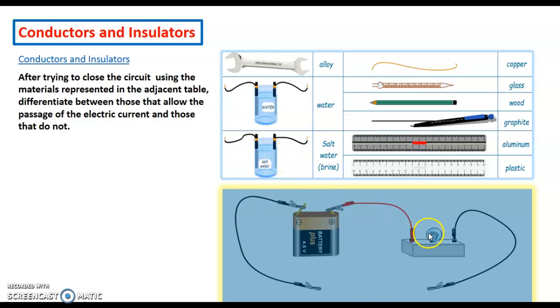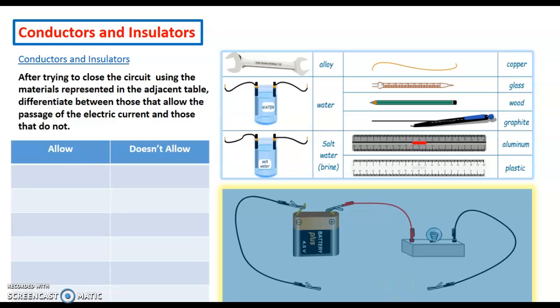If the lamp glows, this means that there's a current flowing through the circuit, and this means that the material inserted here allows the passage of the current. Otherwise, if we insert, for example, the glass between those two wires, the lamp isn't going to glow. Though it appears to be a closed circuit, electrically this is a broken circuit, because the glass is an insulator that does not allow the flow of current through it.